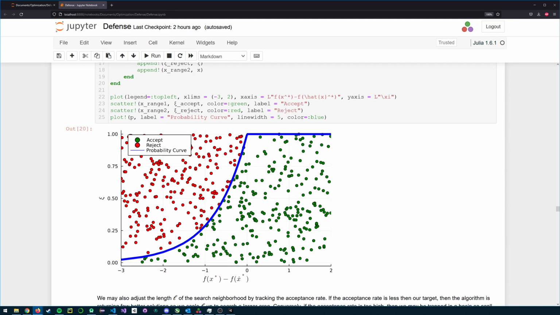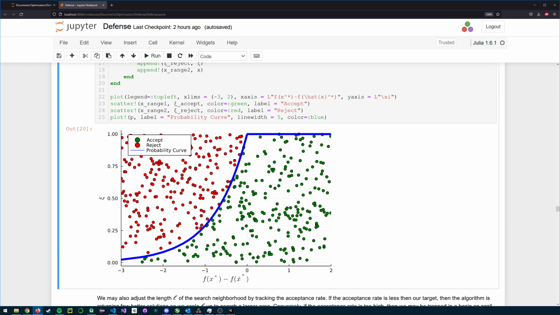And this is a little visualization of that. On the y-axis we have c, which represents our random value between 0 and 1. On the x-axis we have the difference between f of x star and f of x hat star. You can see if f of x star is greater than f of x hat star, meaning this difference is positive, then we accept it automatically. That corresponds to that horizontal blue line there. And as that difference becomes wider and more negative, the probability of accepting that value becomes less and less.